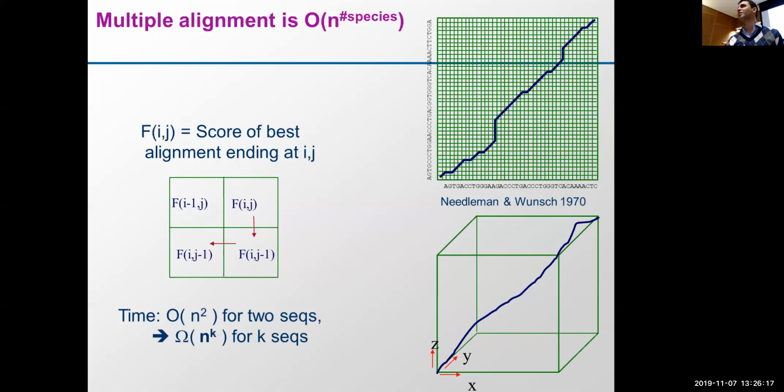But the problem is that the corresponding algorithm is now n to the k instead of n squared, okay? And n to the k, if you're dealing with 1,000 base pairs and, I don't know, 100 species, is a very, very big number. So you want to avoid multiplying by 1,000 100 times.